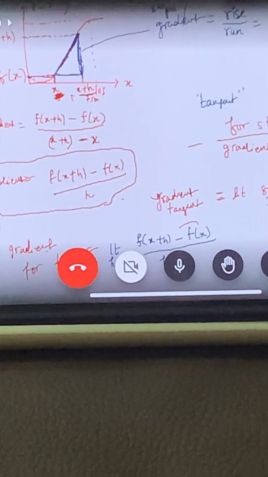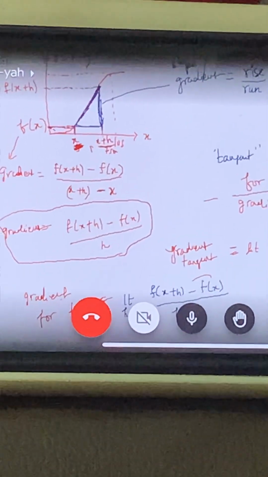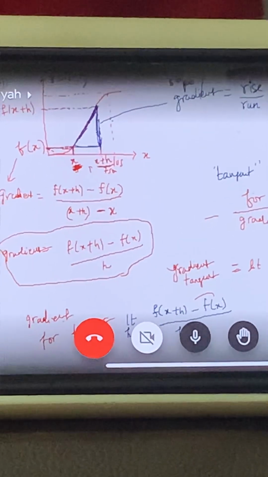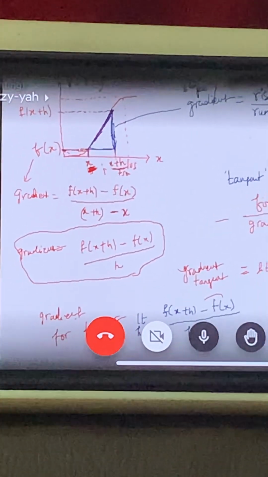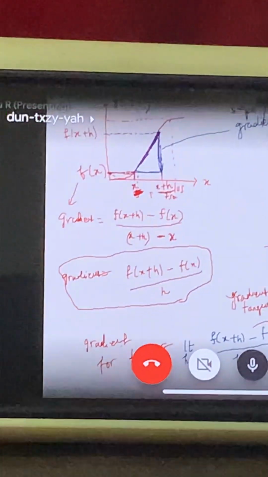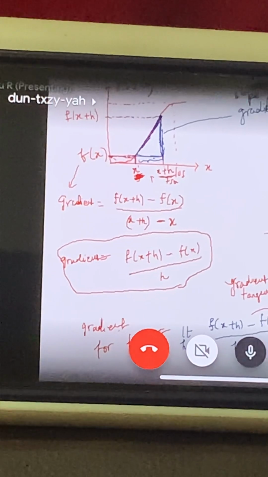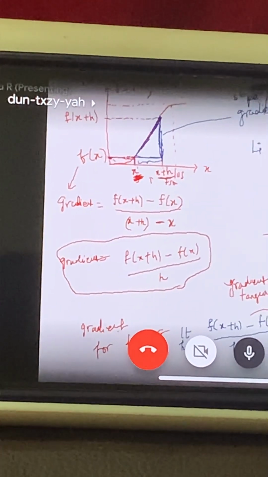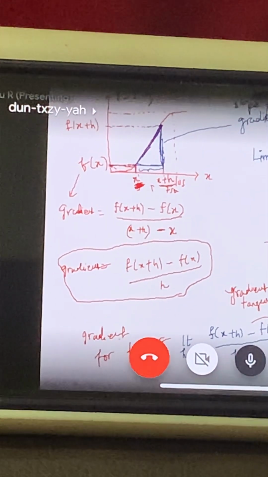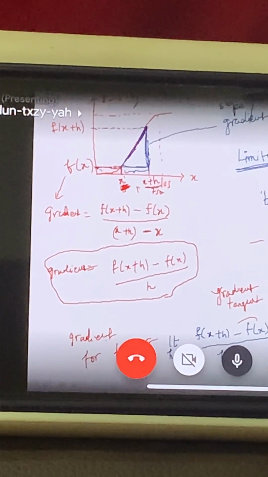What is the meaning of h? As I am reducing the value, it will try to become which one? See, what is the meaning of h? H is nothing but this distance. If you are reducing, if the h value equals 0, what is the meaning? Limit. What is the meaning of limit? Limit means you are trying to limit the things.